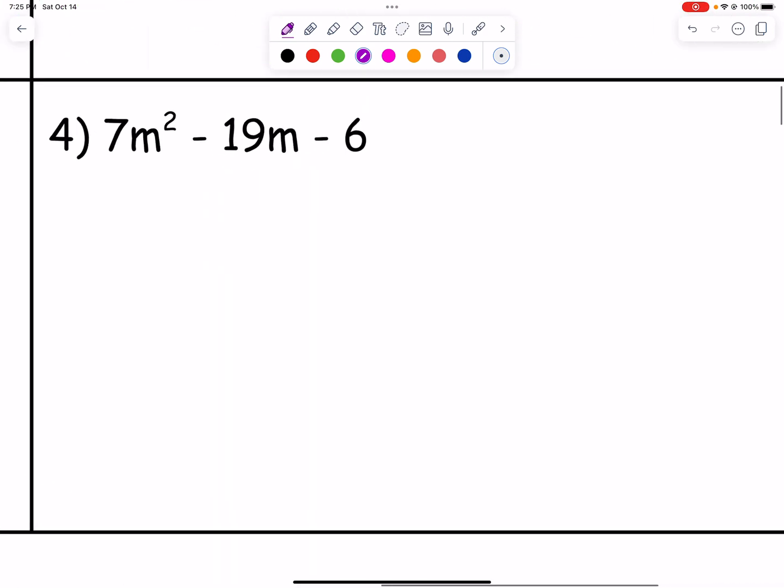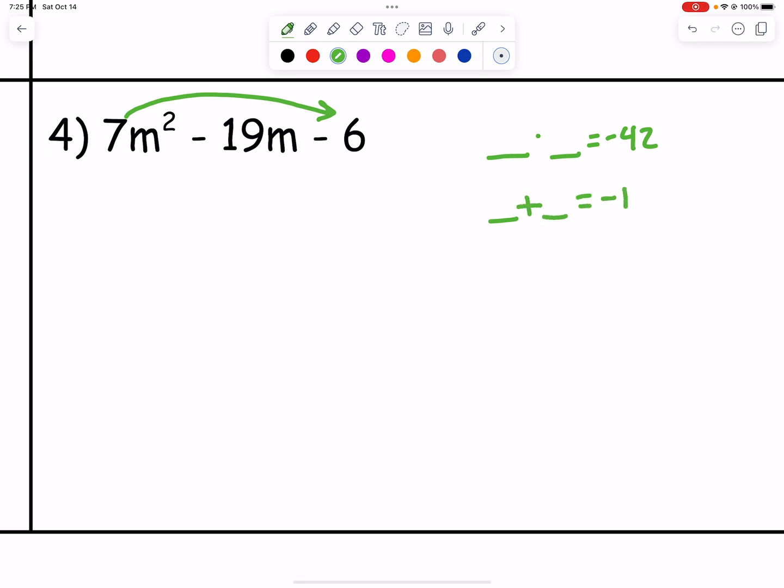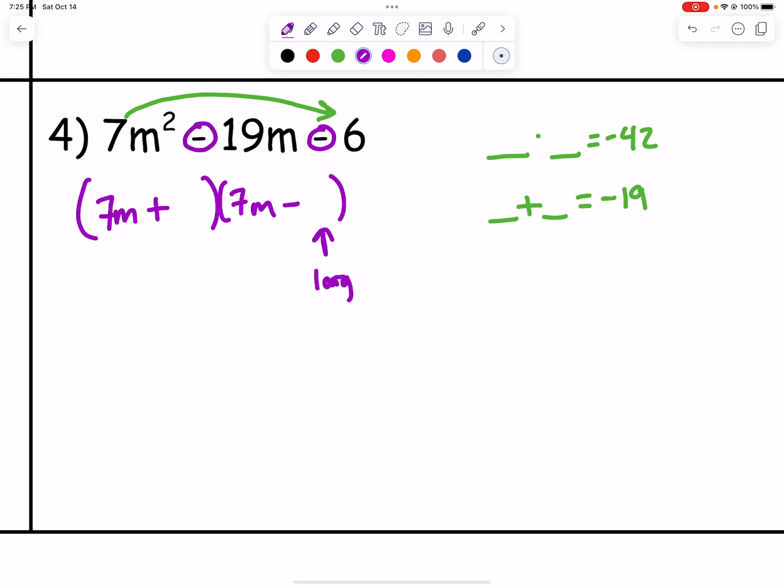Number 4, let's take a look at this last one. We have 7m squared minus 19m minus 6. So 7, 19, and 6 do not have a greatest common factor. So let's go ahead and multiply the 7 times negative 6. So we get negative 42. We need to add to get the middle term, which is negative 19. So let's get set up with 7m in both parentheses. We have a negative for our last term, so that means our signs are going to be different, and then the larger number will need to be negative.